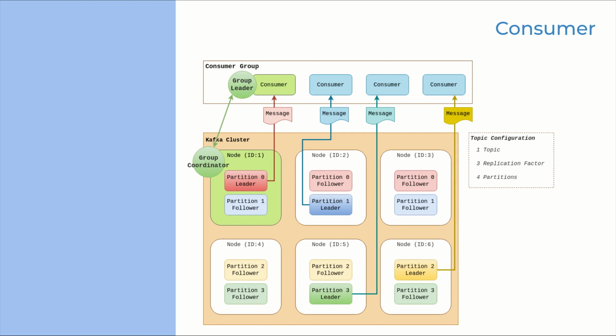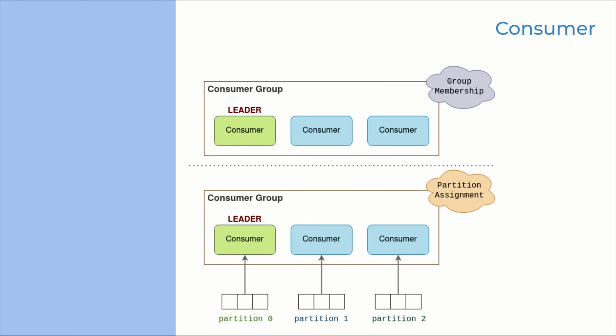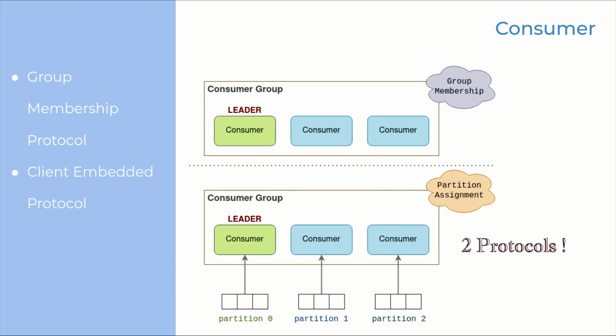We have 2 roles for this particular scenario, called group leader, who is the leader of the consumer group, and group coordinator, which is one of the brokers appointed as the coordinator. The group leader and group coordinator will rebalance the partition assignment in the event of consumer failure. To manage partition assignments, there are 2 protocols, such as group membership protocol and client embedded protocol. The group membership protocol is used by the group coordinator, who is in charge of the coordination of members within a consumer group. Client embedded protocol will assign topic partitions to members at the client side within the consumer group.